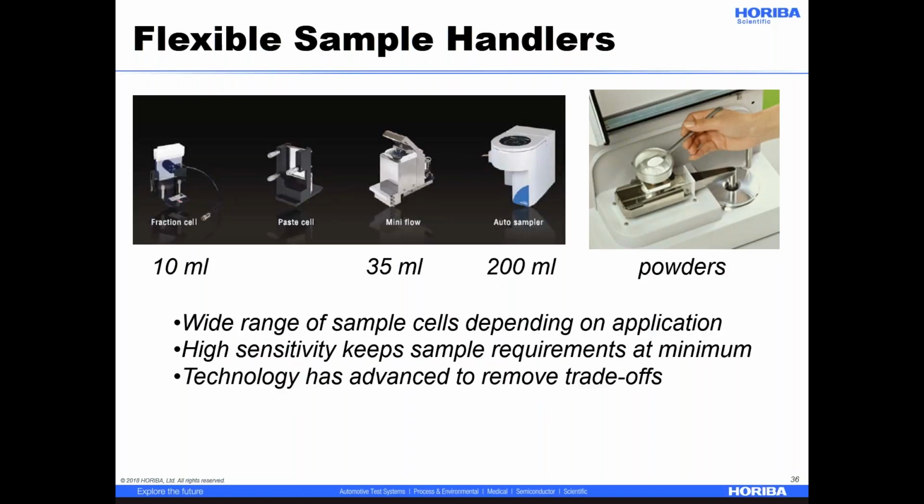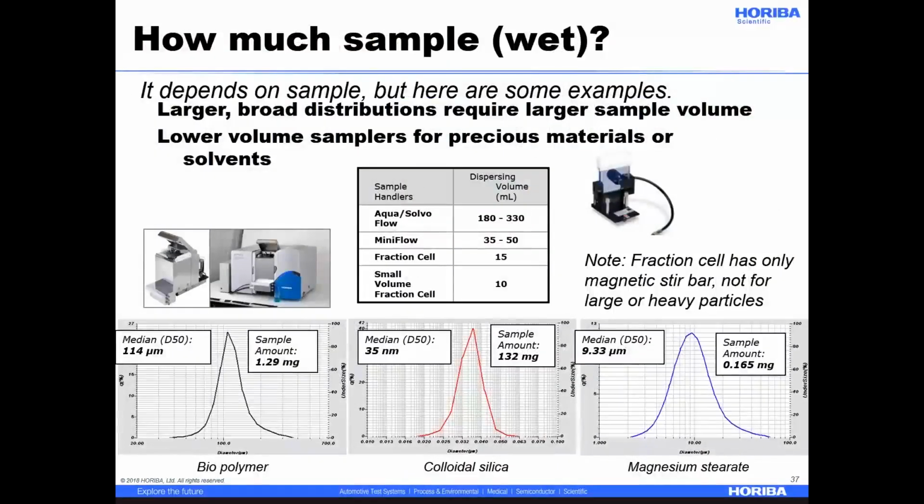So one thing when you're looking at a system is you want to make sure that you have sample handling that's appropriate for your sample. And you may find that running dry powders is a great idea because it just saves you a step in dispersion. Or you may find that you only have a tiny amount of material and you want to have the smallest cell volume possible. So how much material do you need? It depends. And that's a pretty common answer from a lot of questions.